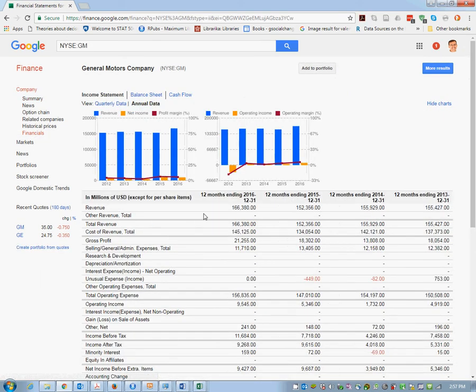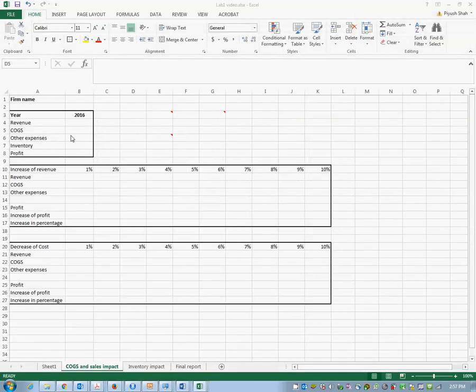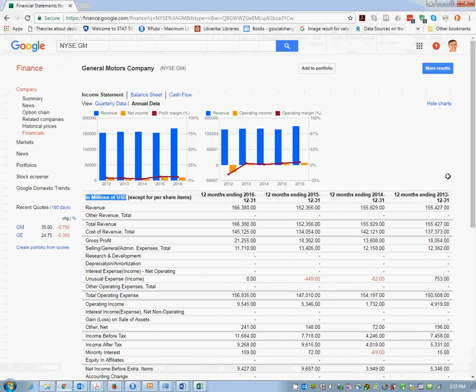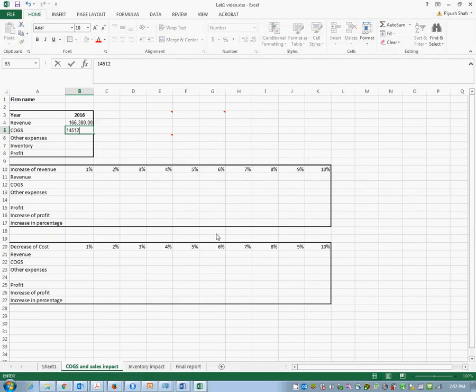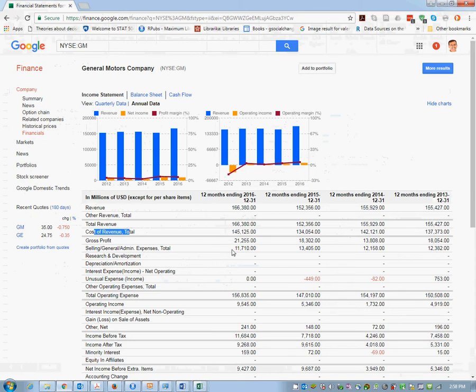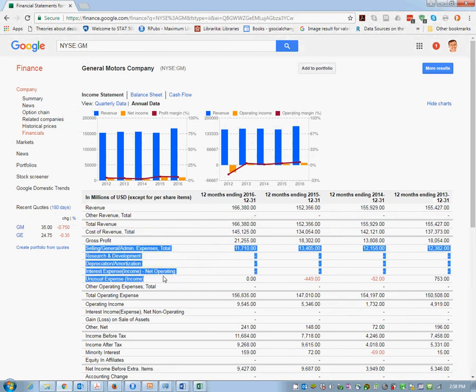So annual data. So if I look at the yearly revenue of 2016, the data is in millions here. So 166,380 millions. So I just write this number as the revenue, 166,380. The cost of goods sold or the cost of revenue is 145,125. This is cost of goods sold or cost of revenue. The other expenses, which is everything that comes here in this part, we just have 11,710.